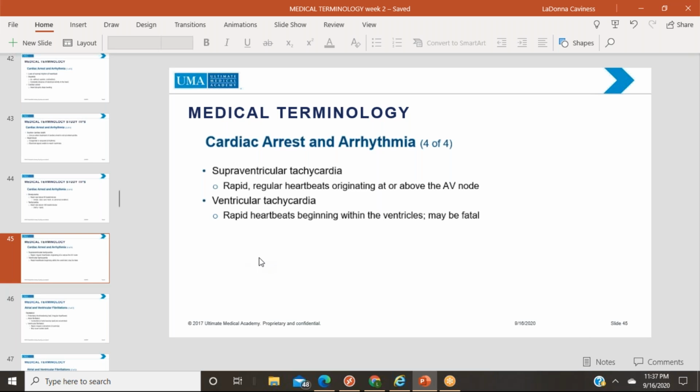Supraventricular tachycardia. It's rapid, regular heartbeats originating at or above the AV node. Ventricular tachycardia is rapid heartbeats beginning within the ventricles, may be fatal.